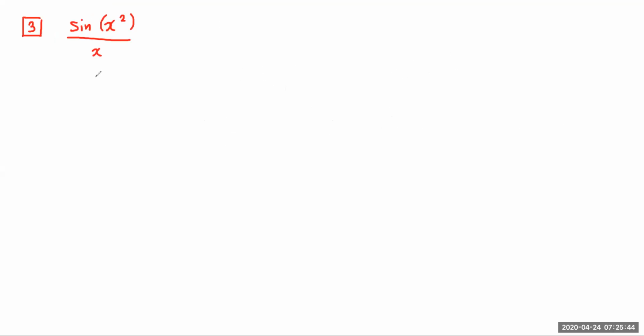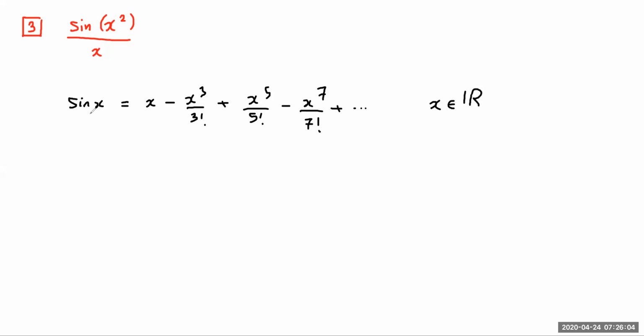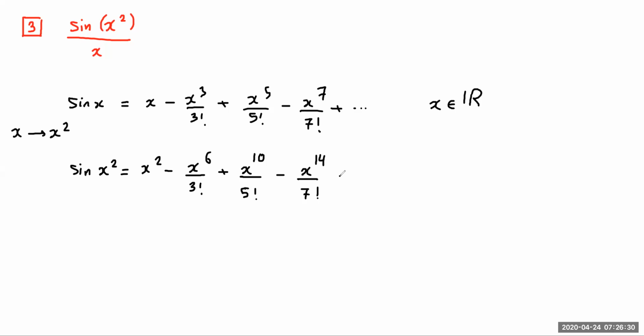The next exercise. Remember that sine x is x minus x power 3 over 3 factorial plus x power 5 over 5 factorial minus x power 7 over 7 factorial plus etc. This is correct for any real number x. So let's change each x by x power 2. Sine x power 2 equals x power 2 minus x power 6 over 3 factorial plus x power 10 over 5 factorial minus x power 14 over 7 factorial plus etc.